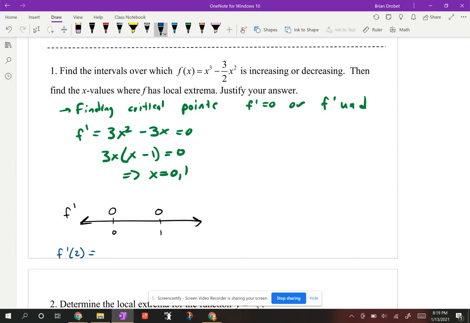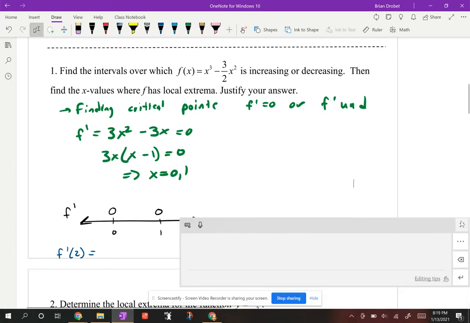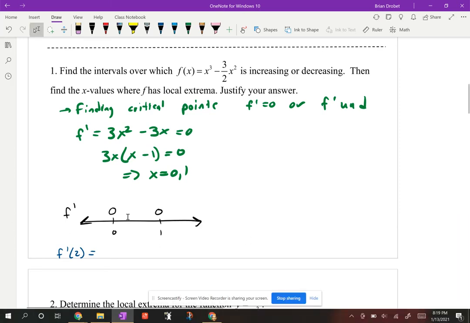So I'm just randomly choosing a point in each one of these three intervals. The easiest way to do this, by the way, when you're trying to evaluate, is to use the factored form of the derivative. So what's f prime of 2? Well, it's going to be 6 times 1. Now, I don't really care what it is.